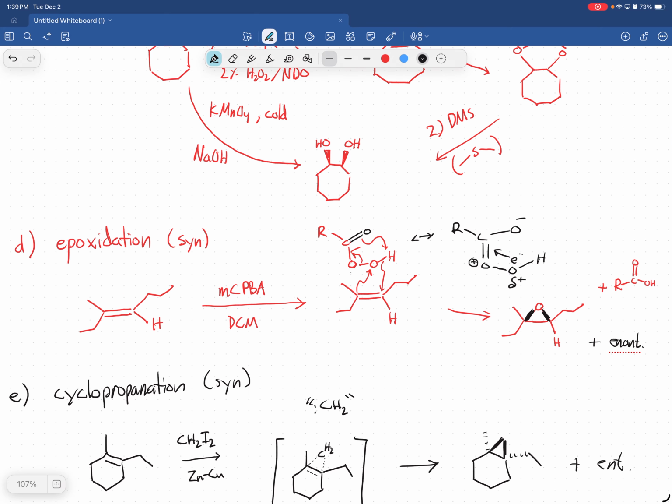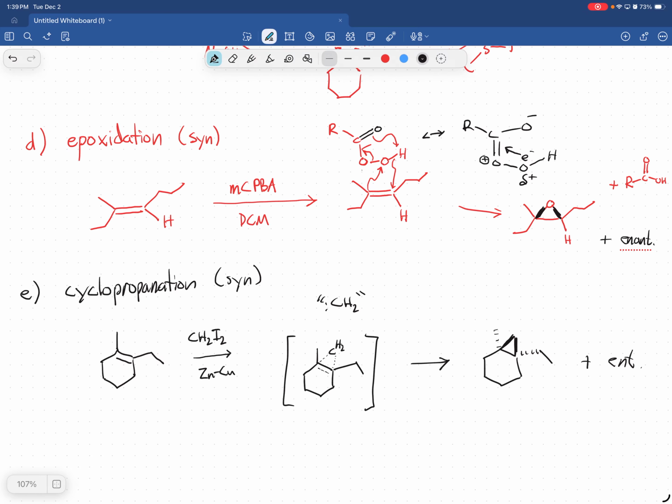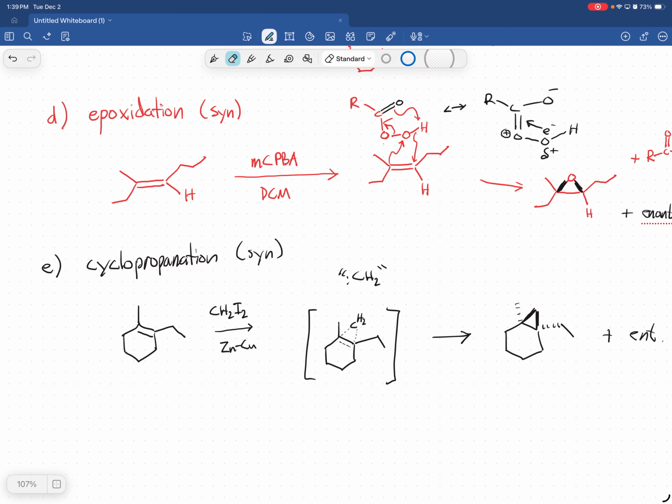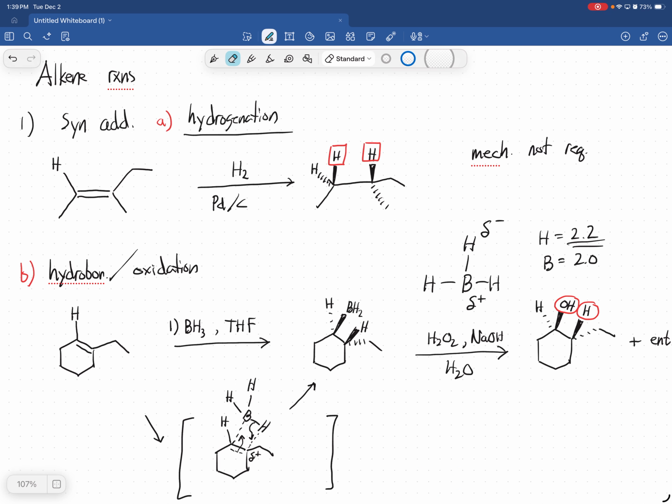All right, so that's all the syn ones. You want to go back here and think about the Markovnikov or anti-Markovnikov? Well, these don't. Cyclopropanation and epoxidation, they don't add to one side, so there's no Markovnikov or anti-Markovnikov. But what about this one? Well, syn doesn't matter either. But what about this one?